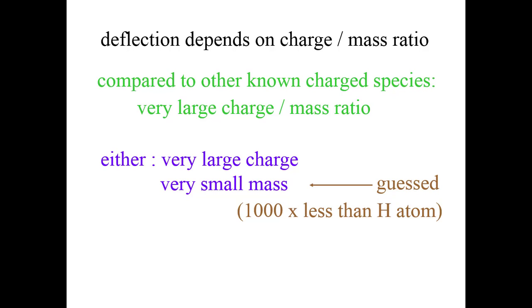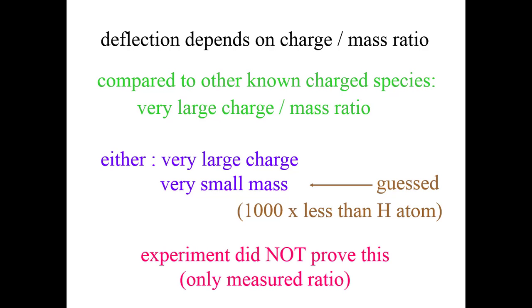Thomson's cathode rays are what we now call electrons, although Thomson preferred to call them corpuscles. You should note that the experiment did not prove the existence of electrons, since he could only measure the ratio. He could not actually measure the mass of an electron.